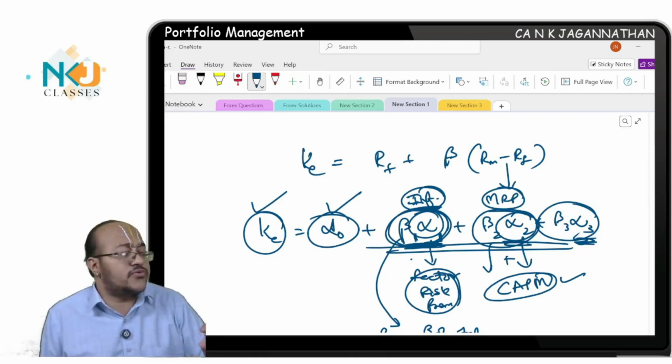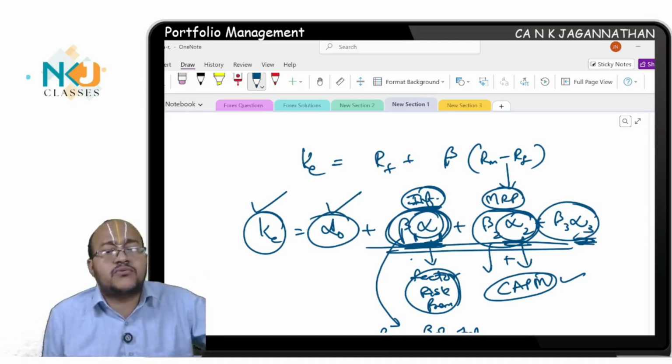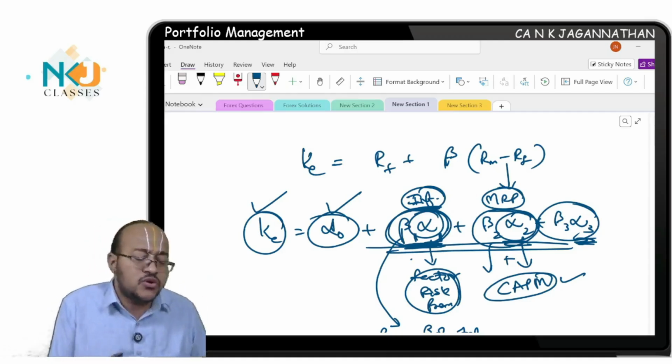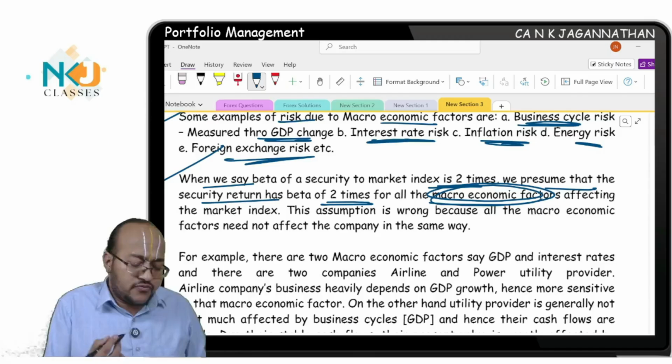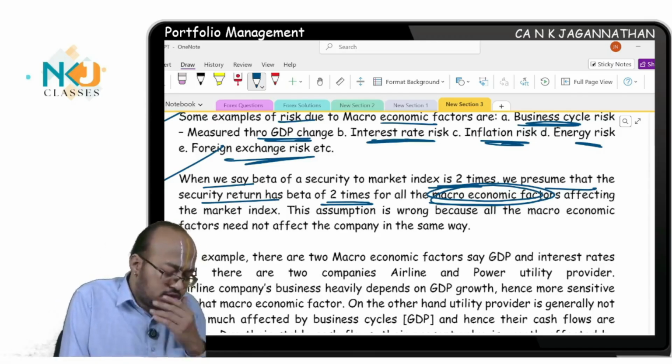Like this required rate of return, the process of finding required rate of return was simplified by CAPM, hence that is more relevant. Anyway, this is a very good theory. We have given notes here, we can go through.